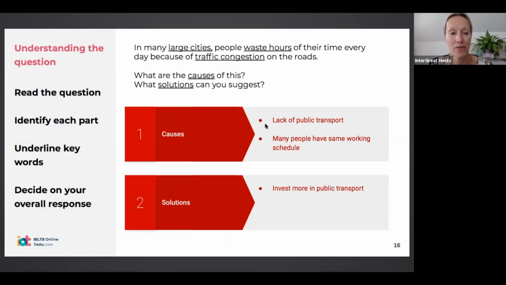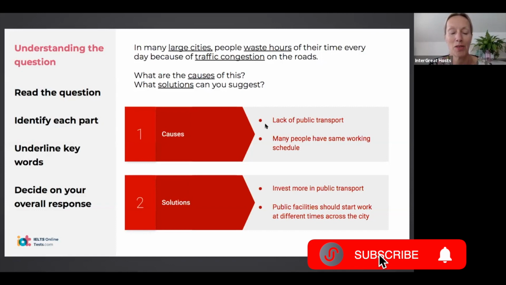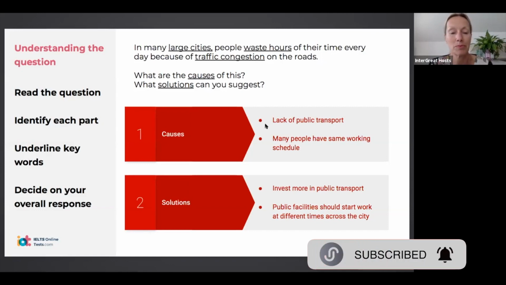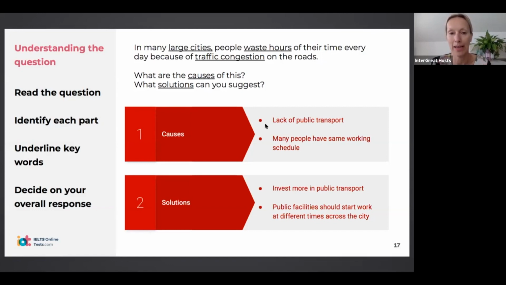So as you can see, this first solution connects with the first cause, okay? There's a lack of public transport, so we need to invest more in public transport. What about the second cause? What would be the solution to that one? So we just explained this like this. Public facilities should start work at different times across the city. Probably now we might say working from home, because we're realizing you can actually do a lot of work from home now. Right, so that's the basic plan.